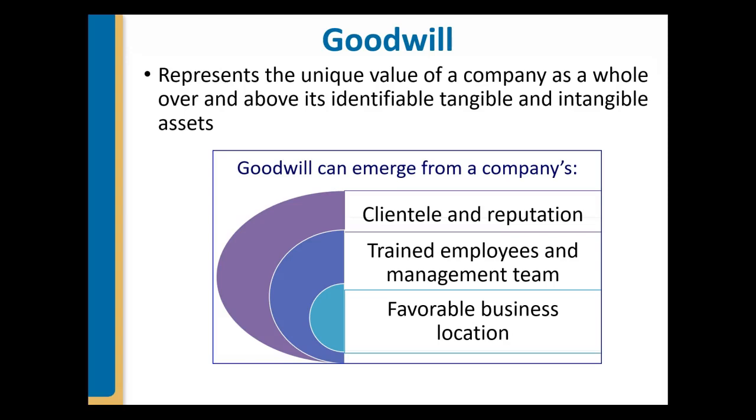Goodwill is a unique intangible asset in that its cost can't be directly associated with any specifically identifiable right, and it is not separable from the company itself. It represents the unique value of a company as a whole over and above its identifiable tangible and intangible assets. Goodwill can emerge from a company's clientele and reputation, its trained employees and management team, its favorable business location, and any other unique features of the company that can't be associated with a specific event.